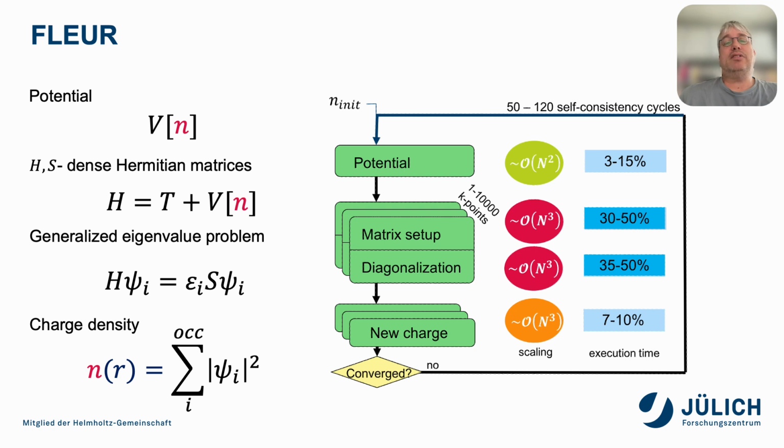If you look at the computing time, this is how these different parts scale. You see the potential scales essentially quadratically, all the others scale cubically. And usually this center part takes the bulk of your computational time. And therefore, this is, of course, where you have to make sure that this runs most efficiently.